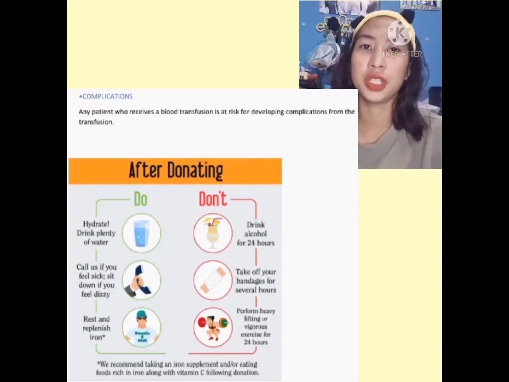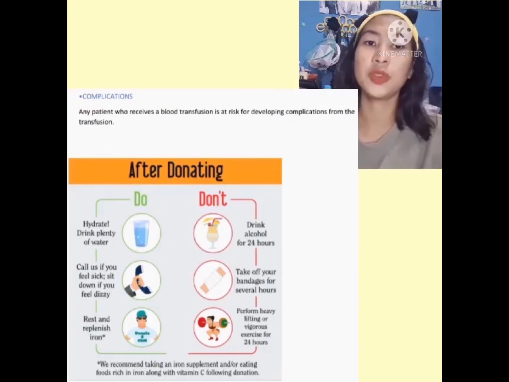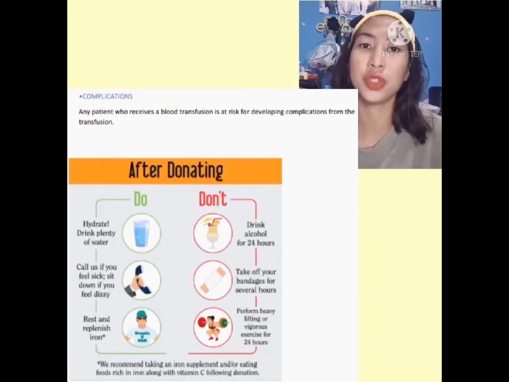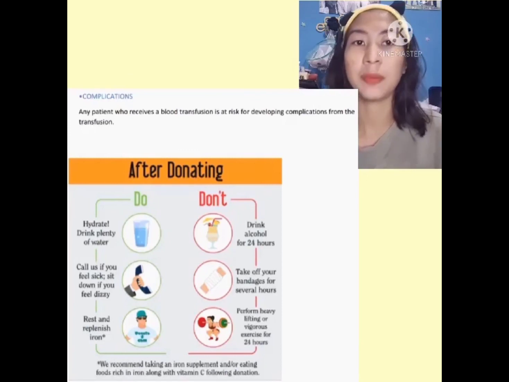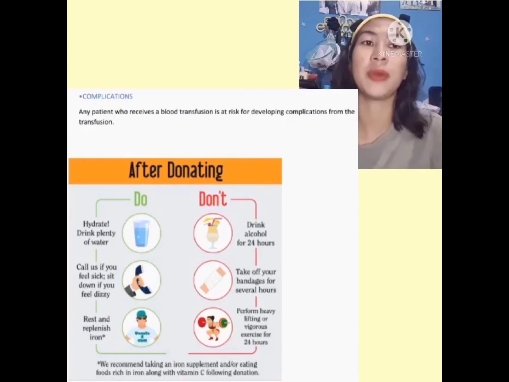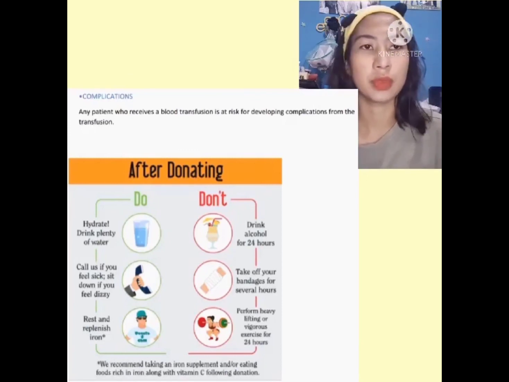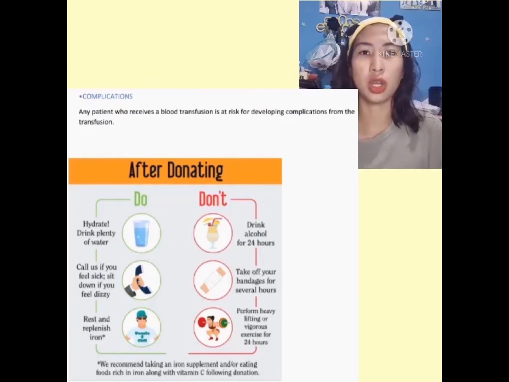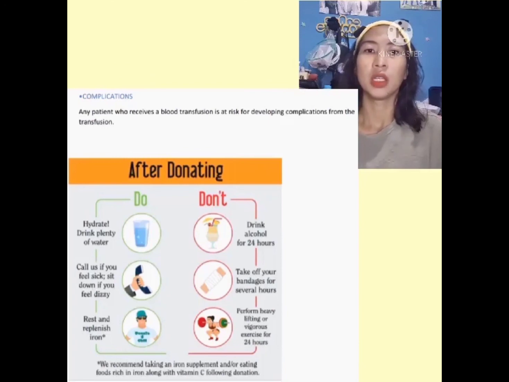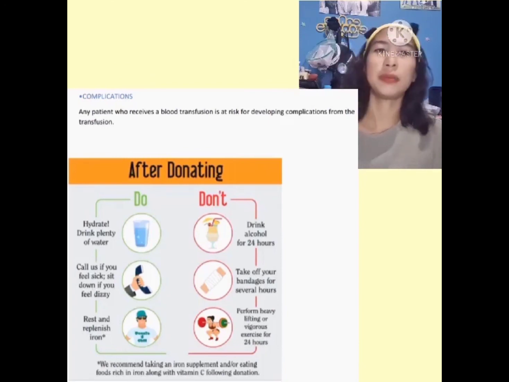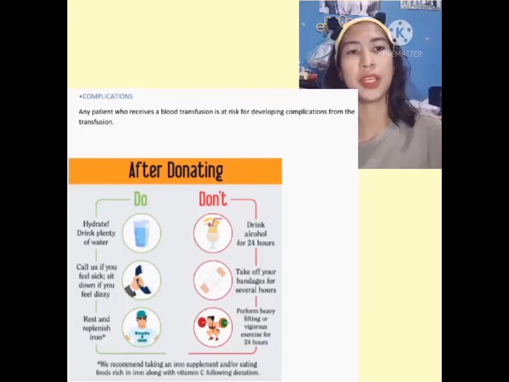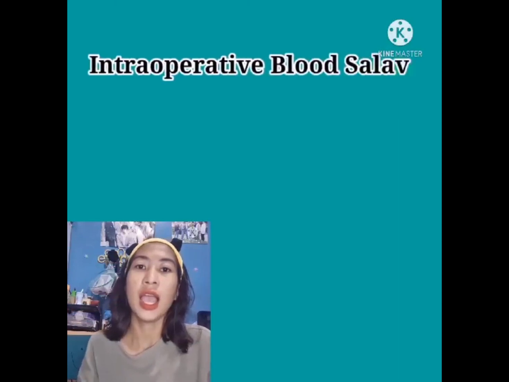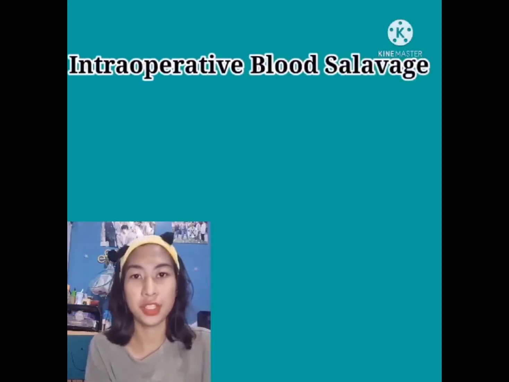Then the next one is nursing management for transfusion reaction. If a transfusion reaction is suspected, then the transfusion must be stopped immediately and the primary provider must be notified. So if there is any complication during the transfusion, the nurse must notify the primary care provider. That will be all. The next one is the intraoperative blood salvage.